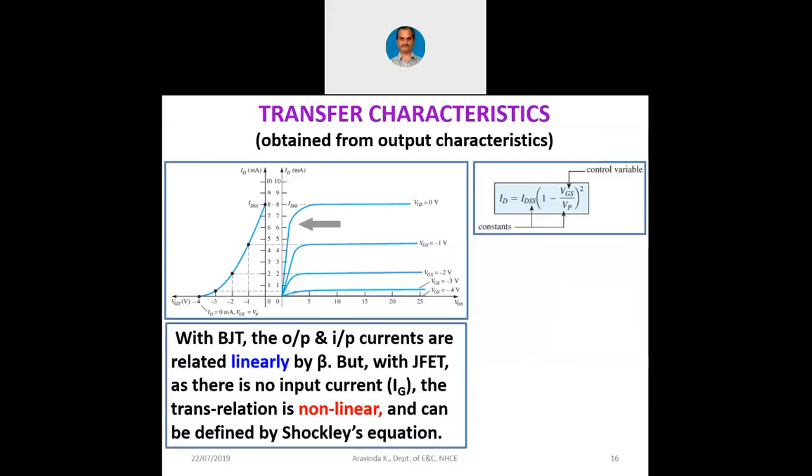In the last class, we were discussing Shockley's equation. The reason for Shockley's equation is that in a BJT we have the factor beta, whereas in a JFET, as we have no gate current, it is very difficult to deduce the relationship between input and output.